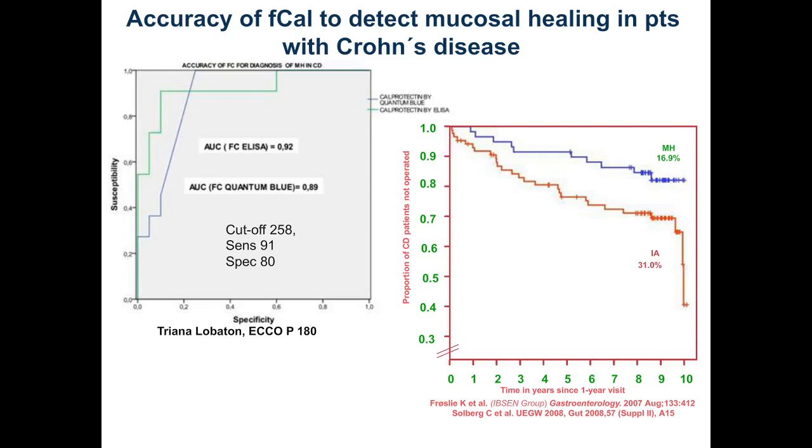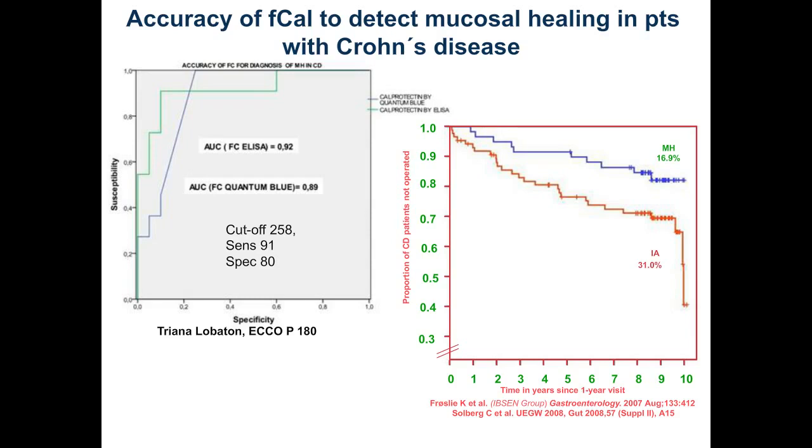And then why should we have mucosal healing? This is a study published in Gastroenterology some years ago: among patients with Crohn's disease that obtained mucosal healing within the first year, about 16% would have surgery in 10 years, versus 30% in the same time period if they did not obtain mucosal healing.